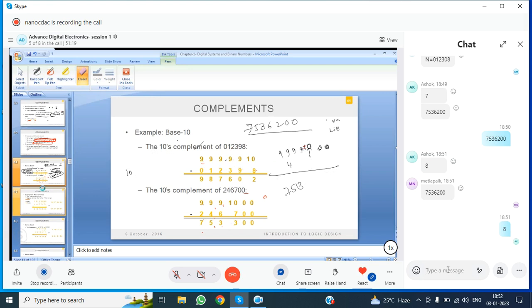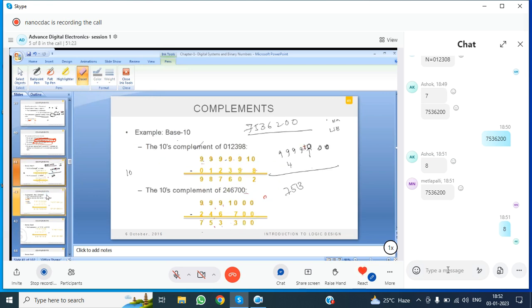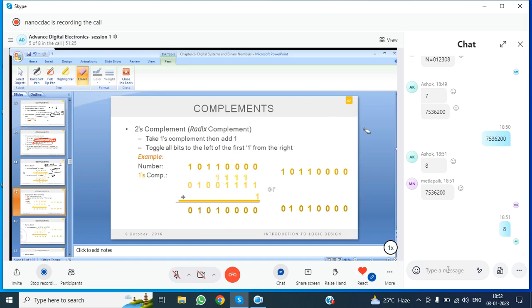Okay, so next one, two's complement. Okay, two's complement is also called as radix complement. Two's complement is very simple. Okay, so we need to take one's complement ki plus 1 add chesta. Take one's complement and then add 1. Okay, take one's complement and then add 1.